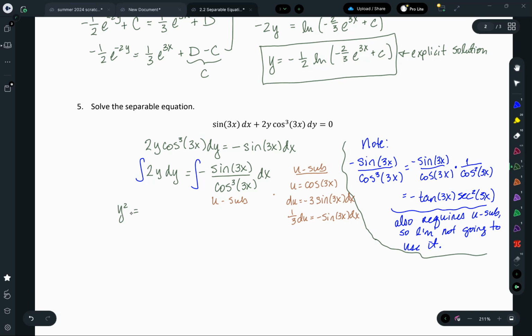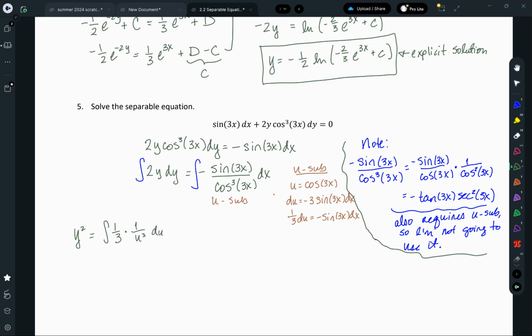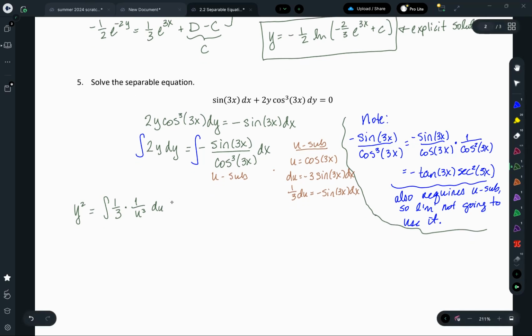And so now on my right-hand side, I'm going to rewrite this. The left is y squared. On my right-hand side, when I replace all my stuff, I have the integral. The minus sine of 3x dx gives me a 1/3 times, and in the denominator I replaced the cosine cubed of 3x with just u cubed. So I have 1 over u cubed and a du. Okay? All right, I'm going to rewrite that one more time. I have the integral of 1/3 u to the minus 3 du.